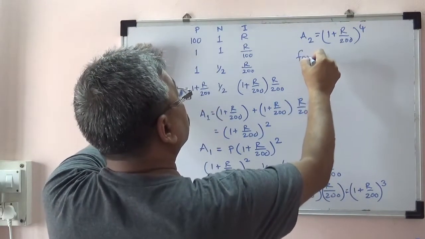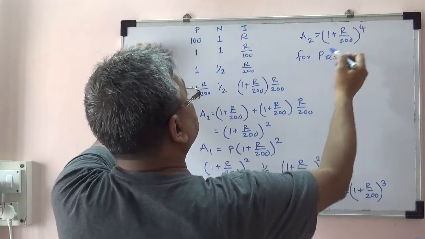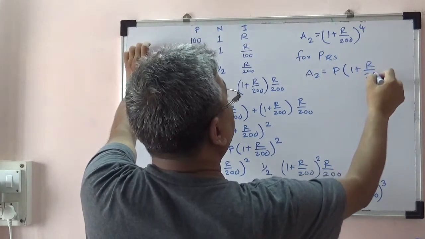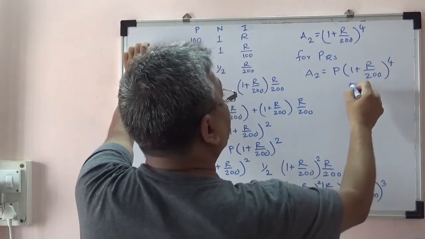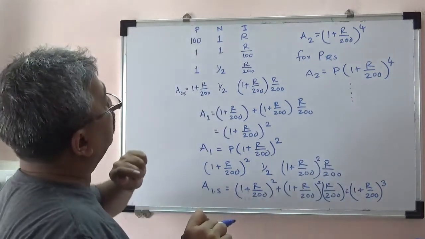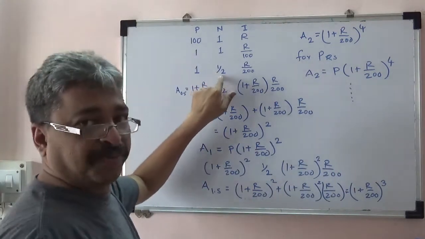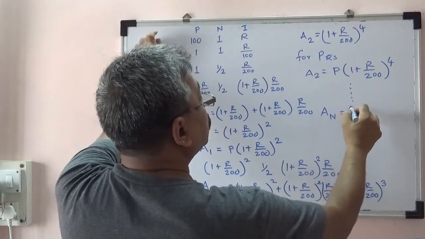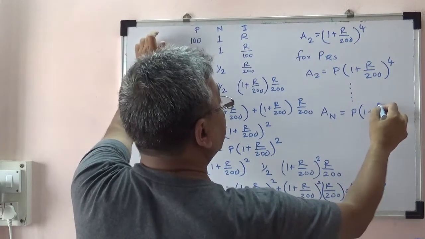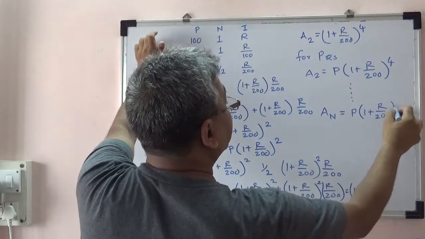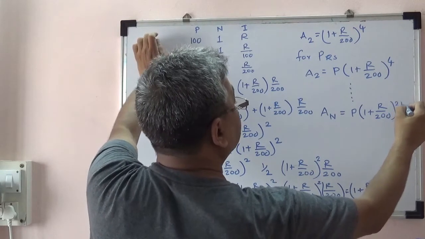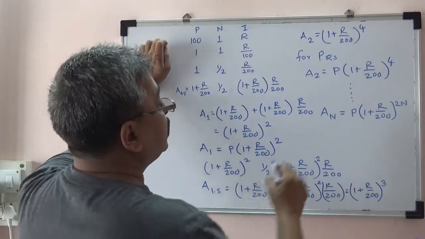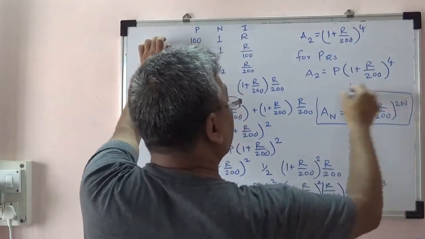Therefore, for P rupees principal, we will get A2 is equal to P inside bracket 1 plus R upon 200 raised to 4, and that is how we will go. If the compounding is done half yearly, our formula for amount after n years should become P into 1 plus R upon 200 raised to 2n, raised to 2 times n. That is the formula when you compound half yearly.